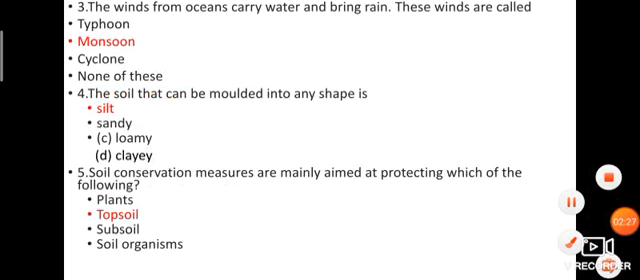Yes. The winds from oceans carry water and bring rain. These winds are called typhoon, monsoon, cyclone, none of these. Yeah, the winds take the water from oceans. Yes, that is monsoon. So option B is the correct answer. Next one, the soil that can be molded into any shape. Silt soil, sandy soil, loamy soil, clayey soil. We know this is the easiest one because clayey soil can be molded into whatever shape we want. Okay. So option D, clayey, is right.